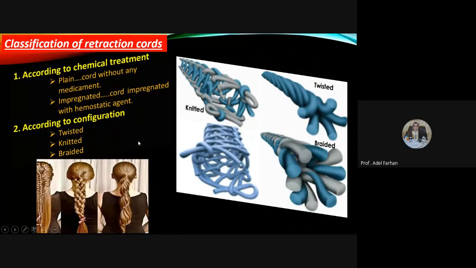The main type of classification we have is according to the chemical treatment, whether it comes plain without any medicament, or it will be impregnated with a vasoconstrictor اللي هو hemostatic agent. هذا نسميه impregnated cord, or sometimes classified according to the configuration, whether twisted or braided or knitted.